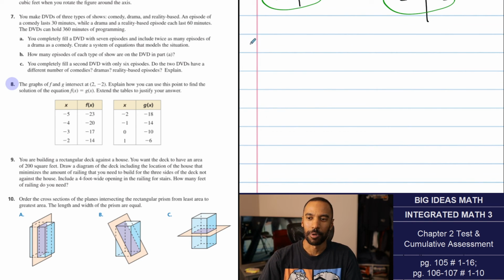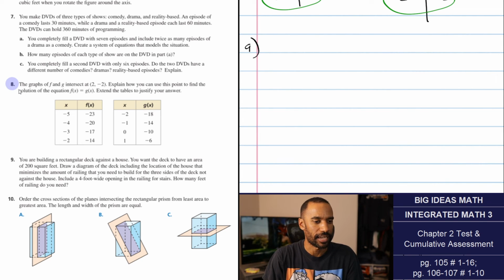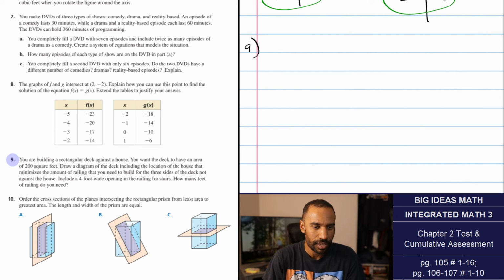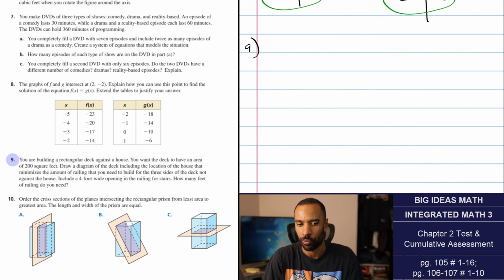That's it. Number 9. You are building a rectangular deck against a house. You want the deck to have an area of 200 square feet. Draw a diagram of the deck, including the location of the house, that minimizes the amount of railing you would need to build for the 3 sides of the deck, not against the house. Include a 4-foot wide opening in the railing for stairs. How many feet of railing do you need?